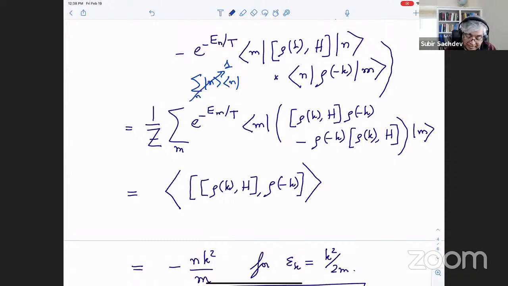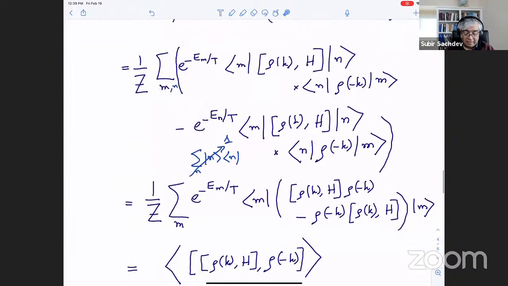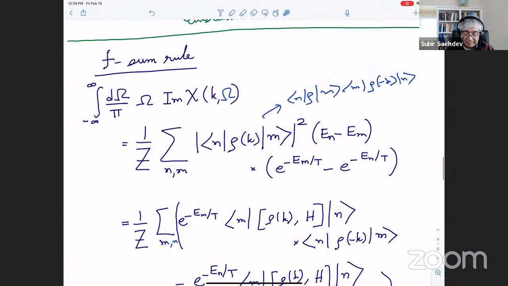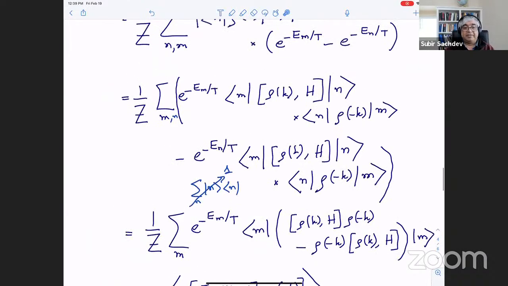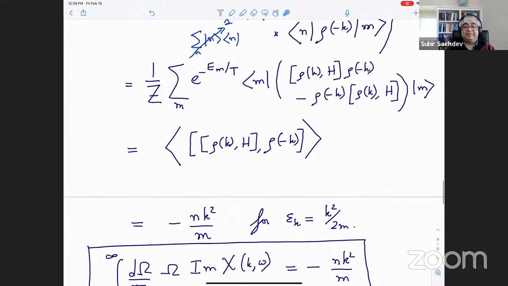And now you notice that the sum over m is just an expectation value, and this thing is another commutator. So when the dust settles, this result, which is again extremely general, is just this double commutator: a commutator of rho with h, and then a commutator of that again with rho. The expectation value. So this particular expression is the expectation value of this operator. In fact, you can do this for other powers of omega here. You get other more complicated operators. So this is the very general feature that you can take frequency integrals of the imaginary part of chi and relate it to multiple commutators that you can then try to evaluate.